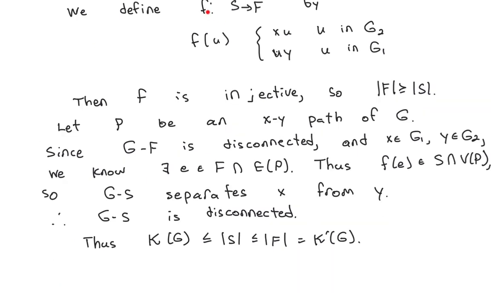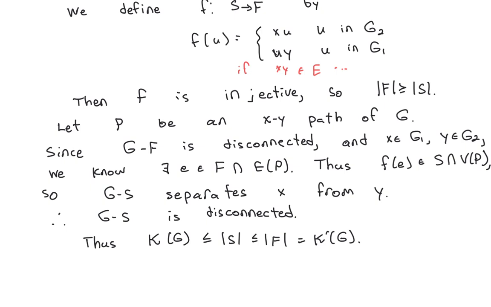To show that second fact, consider the function from our claimed cut set to the edge cut by just sending every vertex to an edge. So f of u is the edge xu if u was in G2, because by construction, these vertices are adjacent to x. And otherwise we send u to uy for u in G1, because we defined the vertices in S intersect G1 to be the neighbors of y. In particular, this function has to be injective, because the only way you could get the same output twice is if xy were an edge, but it's not. So distinct vertices have to map to distinct edges. In particular, that means the size of our cut set is at most the size of the edge cut. And remember, this is a minimum edge cut.